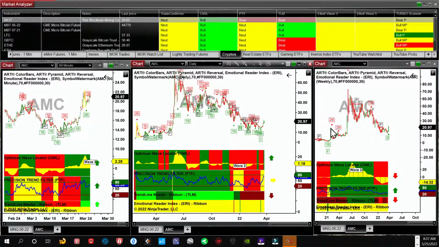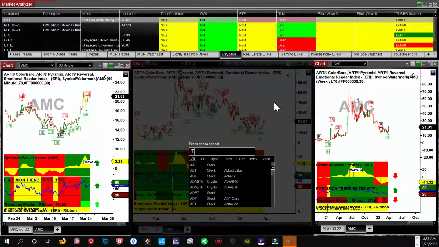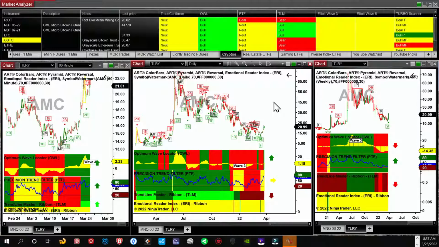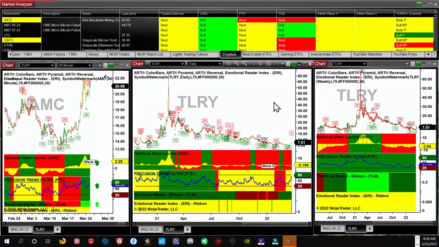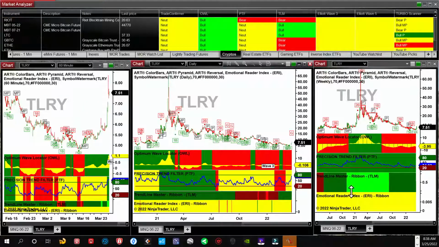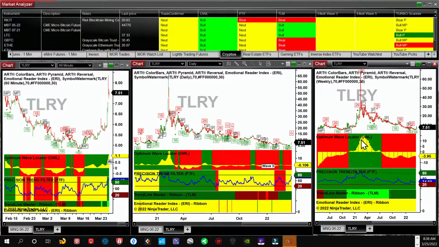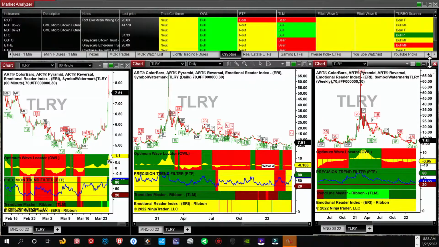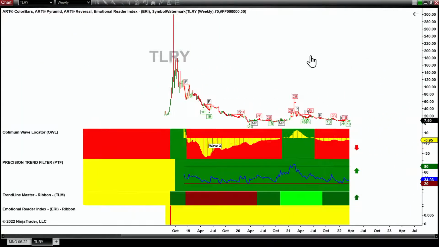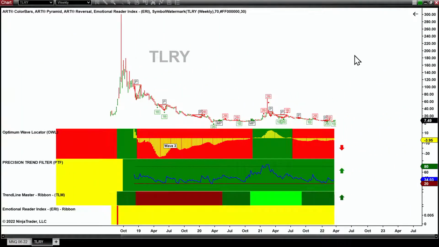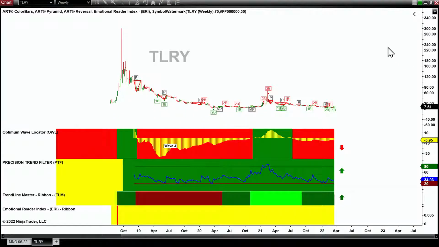Let's see what else. Okay, TLRY. Let's take a look here. Let's analyze the weekly first and rotate it right around to the shorter time frames. As you can see, this is definitely bottoming here. What's interesting here, and your eyes should go right away to the green PTF.